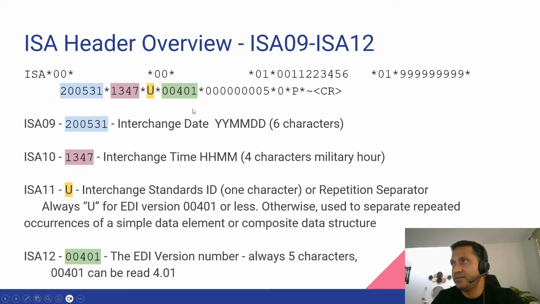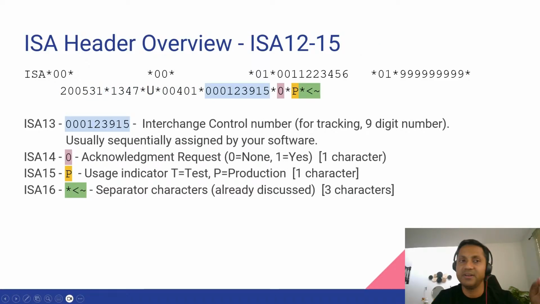And then ISA 12, which is the interchange version number, not detailed here, but we'll cover it in the next section in more detail. And then, as mentioned, the key takeaways are: ISA 09 and 10 always appear together as date and time of interchange creation. ISA 11 is a single character, usually U for the most common implementation prior to the 4010 or 4020 version. If it is 5010 or another newer version, then it might be different. So that's the benefit of all these four elements.